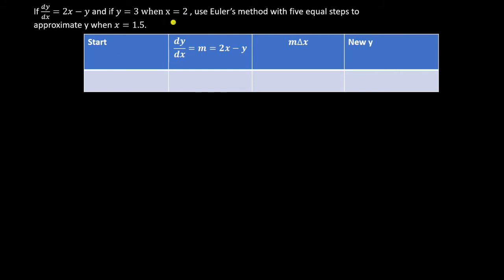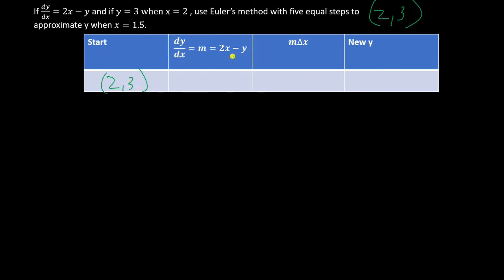Say we're given the point (2, 3) as we're given here, and the differential equation dy/dx is 2x minus y, and we're asked to approximate y when x is 1.5. We're approximating y when x is 1.5 by using Euler's method with 5 equal steps. So we'll start by writing down the given point here. So we're given (2, 3).